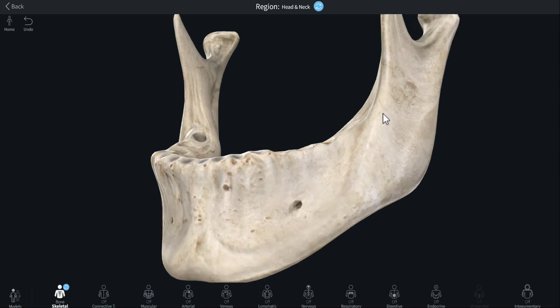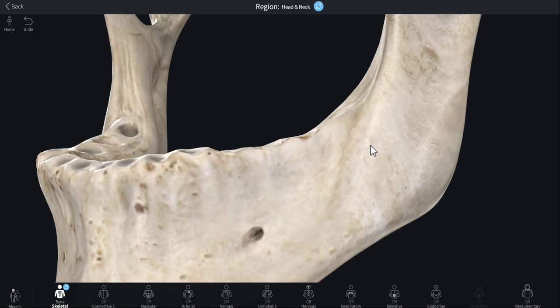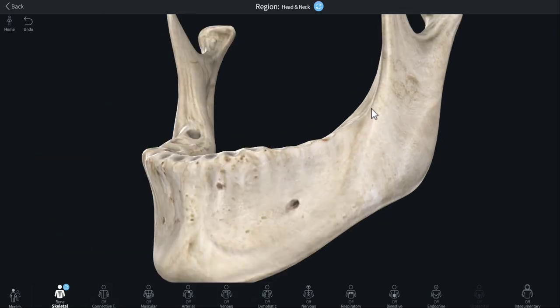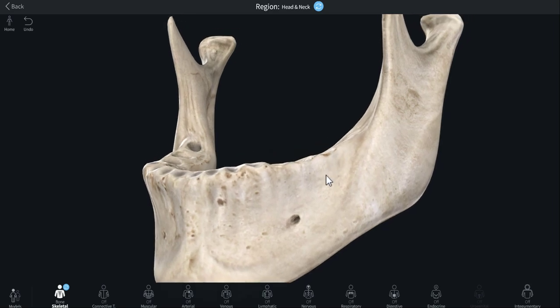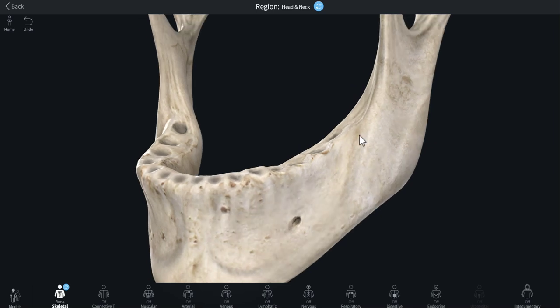I don't know how visible this is. It's pretty faint, but trust me for now when I say that this anterior border actually is continuing as an oblique line over the external surface of the body of the mandible. This oblique line is very important because it serves as a line of origin or attachment to different muscles.